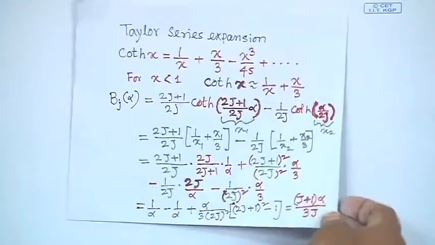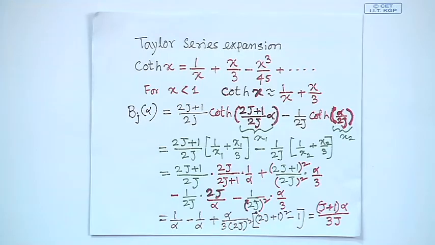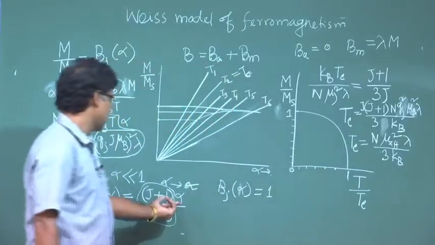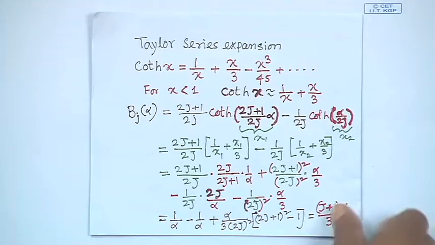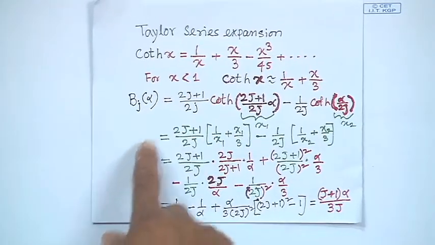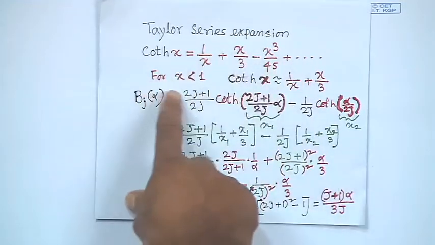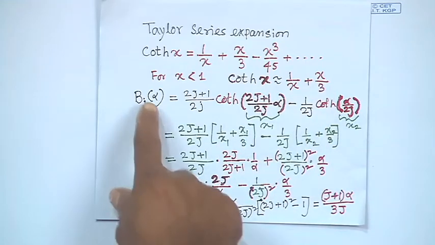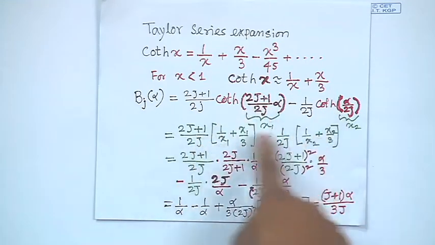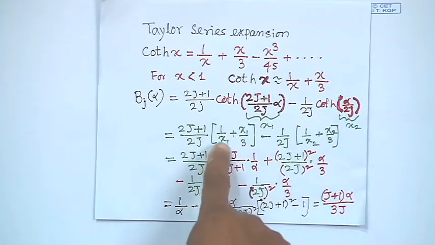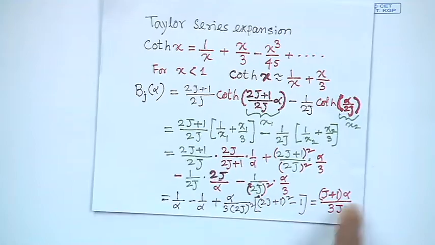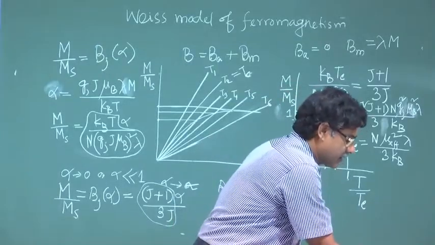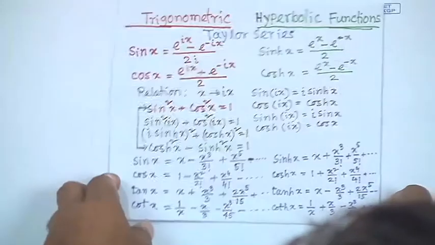So, as I told you, I will show how to calculate this for alpha very much less than 1. So, the Bj value will be this. Here I have just calculated it. You have to take the Taylor series of coth x, as I mentioned, for x very small, so one can take this. Now, Bj, you see here, I have explicitly put this for the coth value, and from there I am getting (j plus 1) by 3j into alpha. Okay. So, I think this series and these trigonometric and hyperbolic functions and their relations are very important to know.